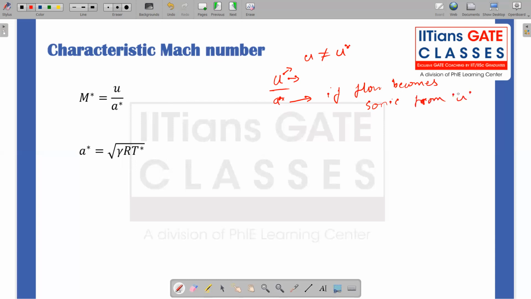From u, if u becomes u star, what happens to that flow? What would be the speed of sound, or what would be the local velocity? It's like a sonic condition. So what is the speed of sound for a flow which is going at a speed u? This is how the characteristic Mach number is defined. This is why M star cannot always be 1, which we will see later. A star is defined as root of gamma R T star. These are the important things we have to keep in mind while moving forward.